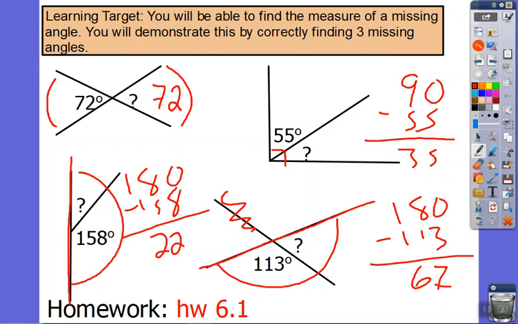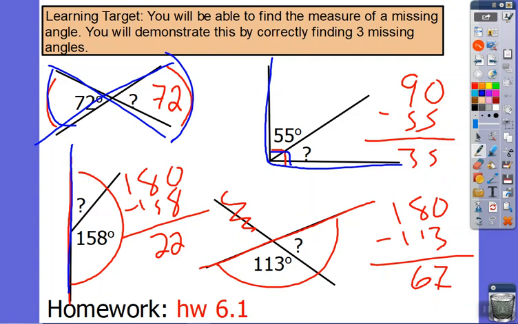So the important thing for you to remember here: across from each other is the same. This L shape makes 90, a flat line makes 180.